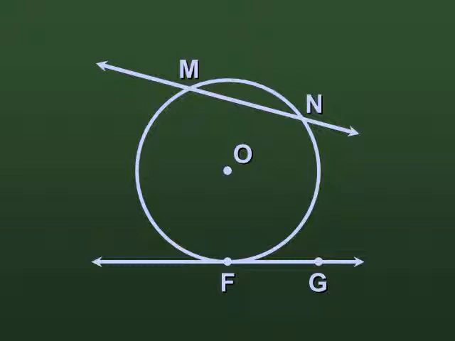So here's a picture for you where the line MN creates the chord MN, or the segment. That is a secant line. And then I have the line FG, which touches the circle at point F, which is the point of tangency.